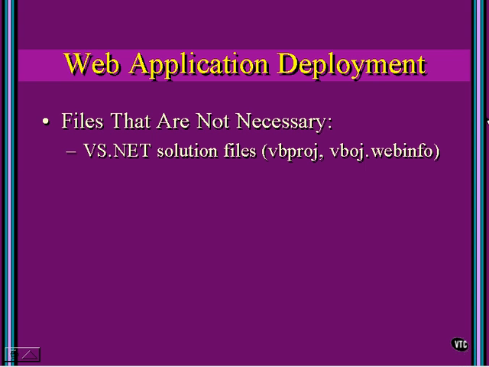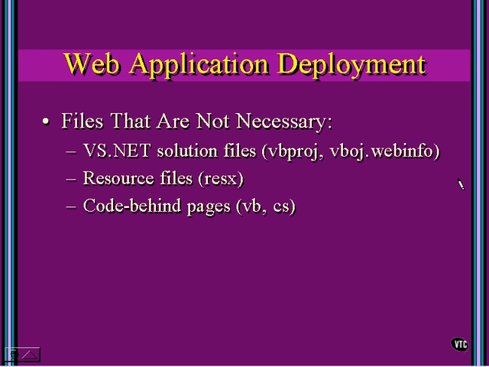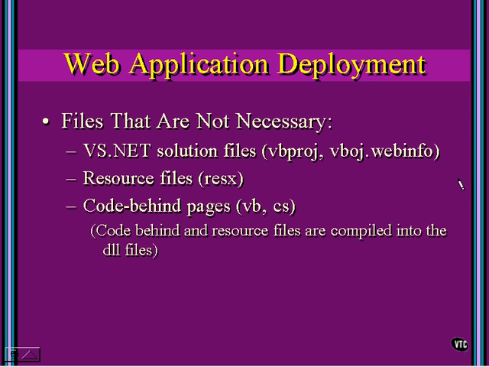We use these to build the application. But then when we compile the application, the information in these files actually gets compiled and written into DLL files, which means we don't need these; they are more or less the source files. We want to save those so we can make changes later, but we don't need to stick those on the web server. Resource files, RESX, we don't need those. And we don't need code behind pages, the pages with .VB if you're using Visual Basic.NET or .CS if you're using C#. These code behind and resource files, again, get compiled into DLL files, and these are being taken care of. In the previous page, we talked about grabbing those DLL files.